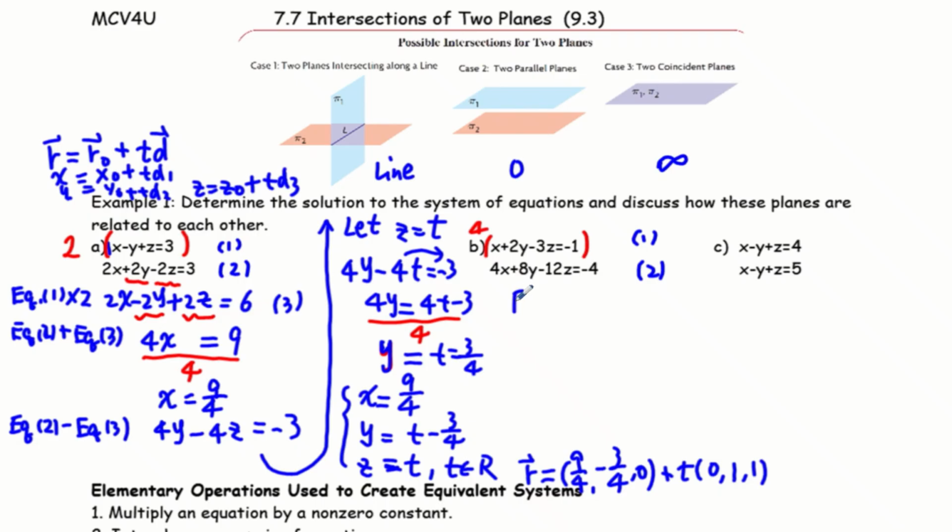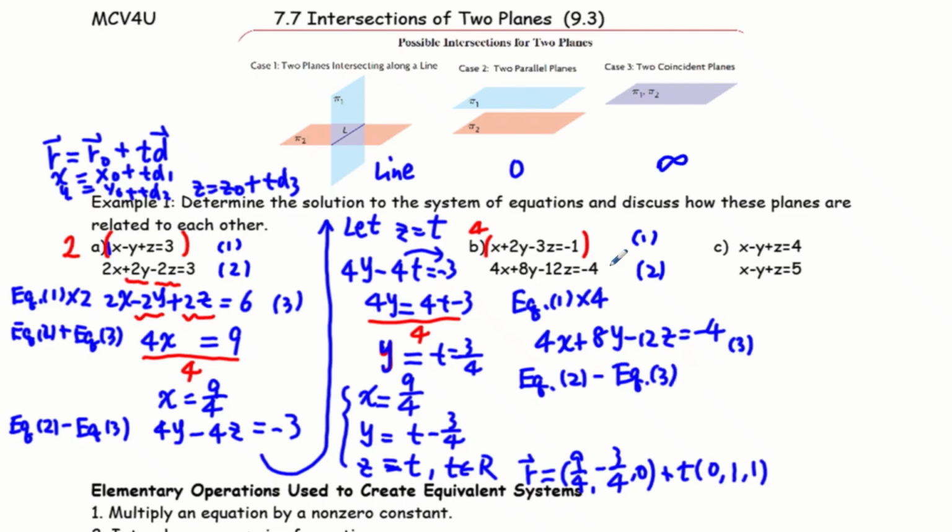So equation 1 times 4, then we have 4x plus 8y minus 12z equals negative 4. Then you will see equation 2 and 3, they are almost the same. So equation 2, they are the same. Equation 2 minus equation 3, the left side cancels out, the right side cancels out. So this is always true. What it means, x, y, z could be any numbers.